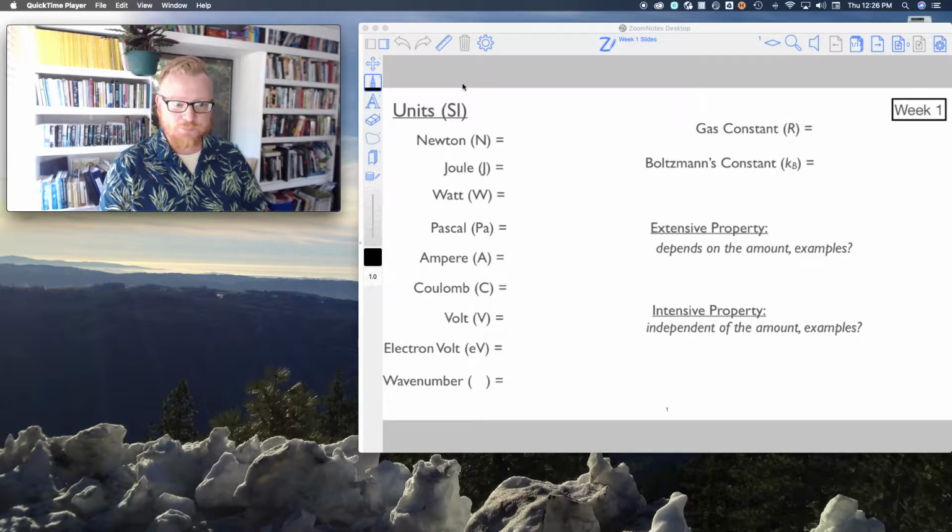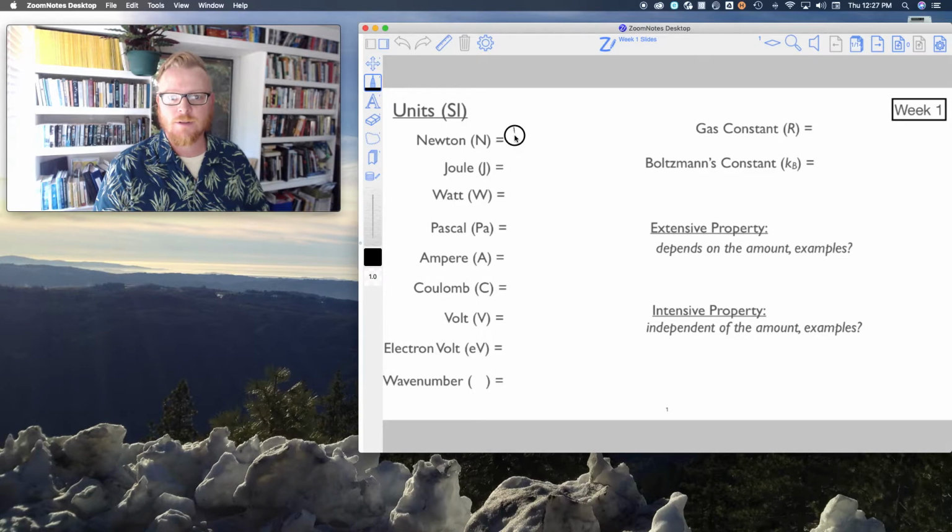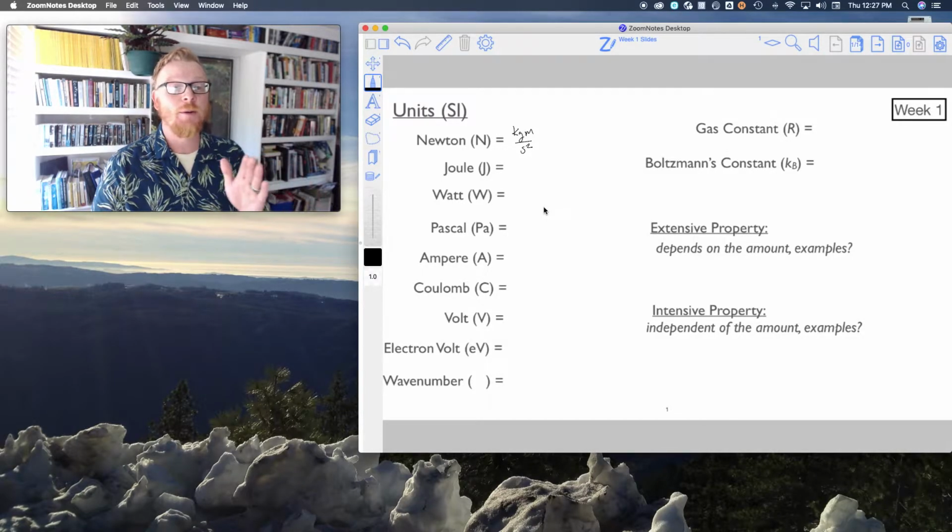So let's remember a Newton, the SI unit, is a kilogram meter per second squared. Okay, so let's write that down. Let's see how this goes. Kilogram meter per second squared. Okay, so we recognize then that a joule is actually a Newton meter. It's a Newton times a meter, or work is force times distance, right? And units of work are energy. So thus we know that a joule is a kilogram meter squared per second squared, okay?